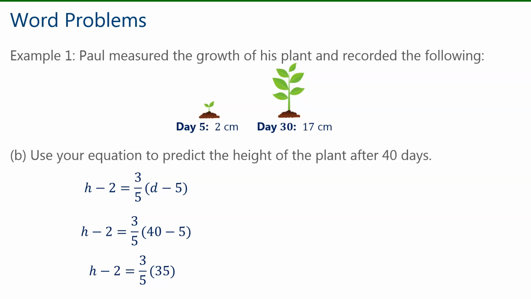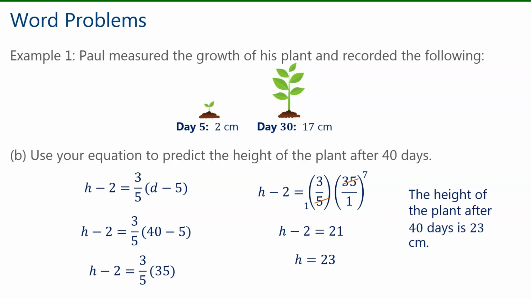So you can change 35 into 35 over 1 and then reduce before multiplying. The 5 and the 35 can both be divided by 5 to give you 7 in the numerator and 1 in the denominator. So now multiplying 3 over 1 by 7 over 1, that will give us simply 21. Now I'm going to bring the negative 2 on the left over to the right hand side, making it a plus 2, and then adding with the 21 gives me a height of 23. So that means the height of the plant after 40 days is 23 centimeters.